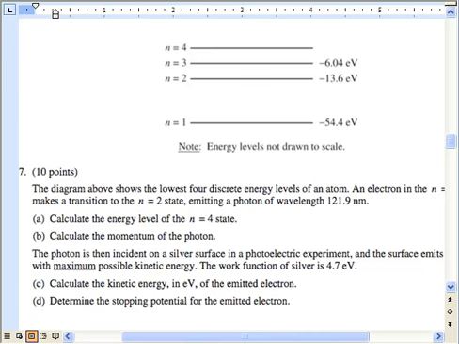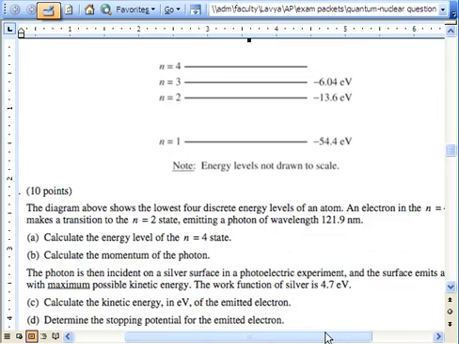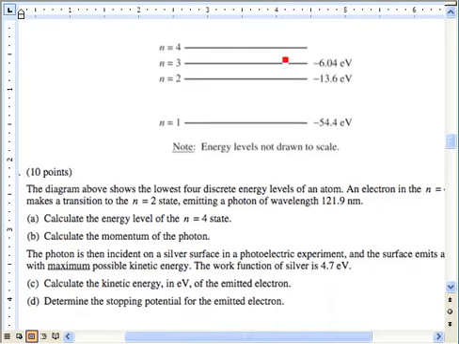So we have this diagram with discrete energy levels of an atom, and an electron in the n equals 4 state, it tells us, is going to jump into the n equals 2 state and emit a photon of a particular wavelength. So let's just draw that jump down, and then the photon is emitted of 121.9 nanometers. Okay, and it asks us to find the energy level of the n equals 4 state.